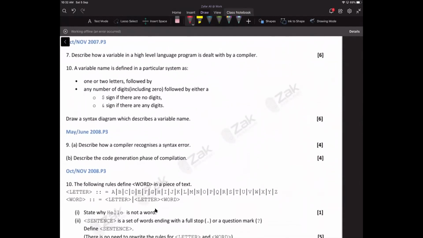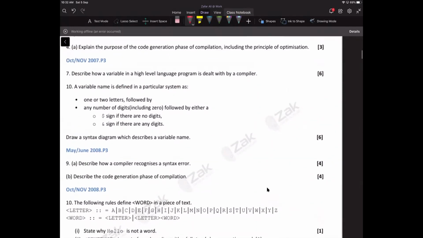Describe how a variable in a high-level language program is dealt with by the compiler. This is October, November 2007. Describe how a variable in a high-level language is dealt with by the compiler.